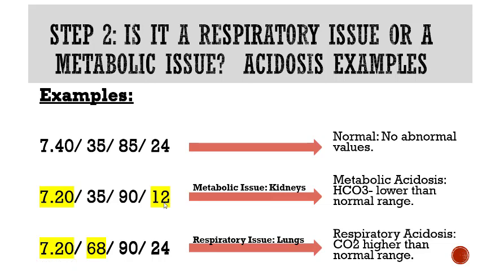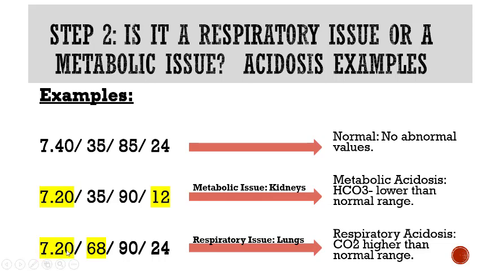I also know that the bicarb is the base of my blood gas. It's the basic side. So if I have a low base, it's going to make an acidotic pH because I don't have enough base. So this is a metabolic issue caused by the kidneys. So this would be considered a metabolic acidosis. You have a bicarb that's lower than the normal range. What's going to help you guys too is as you memorize the normal ranges, it's easier to identify which is the abnormal value.